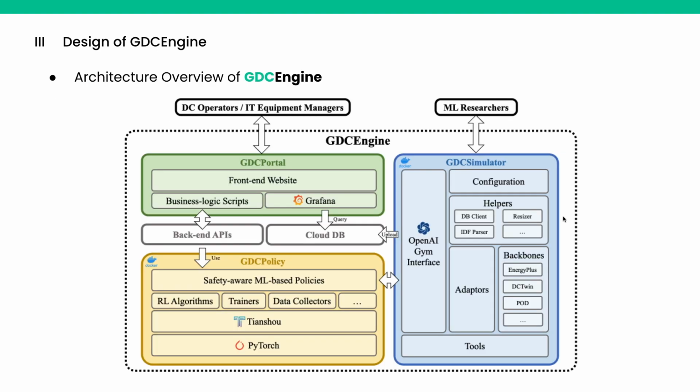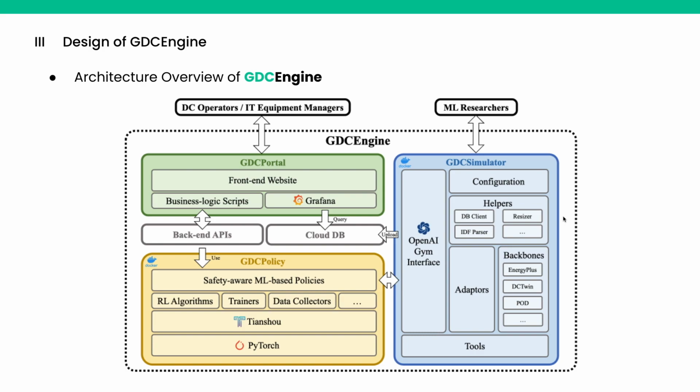Here is the high-level architecture of GDCEngine. The three modules are loosely coupled to allow for flexible workflows. GDC Simulator is the bottom-level infrastructure that is required in every major use case, and the ML-based algorithm module GDC Policy can operate on top of it via the front-end module GDC Portal. These modules are supported by related open-source tools such as Docker, Tianshou, and OpenAI Gym.